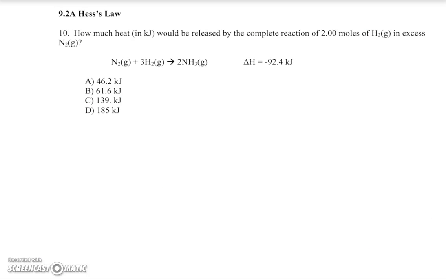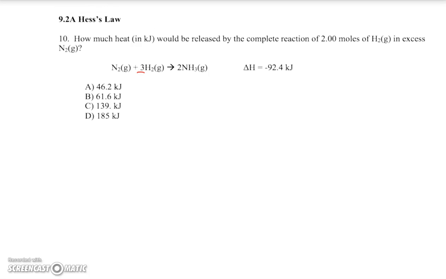All right, so this is question number 10. How much heat in kilojoules would be released by the complete reaction of 2 moles of H2 in excess N2? So what we see is this equation, the formation of ammonia equation. It is a negative 92.4, which I now realize is a slightly different number from what I showed you in the example. So I had one source that's more accurate than the other, but we're just going to go with it. So we see that 3 moles of H2 will give us negative 92.4 kilojoules.